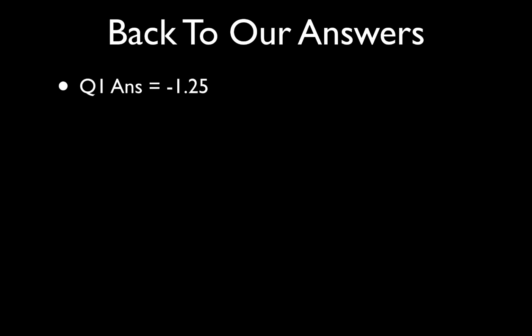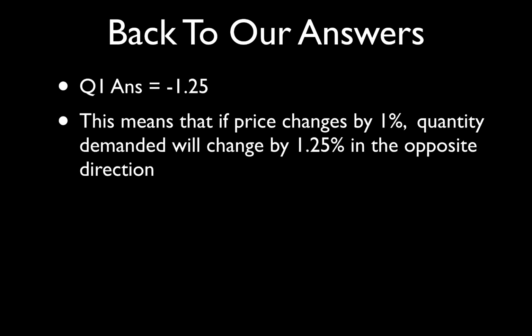Now let's go back to these answers to make sure that we're correct. Question 1, the answer is minus 1.25. What does that mean? Well, what it means is that if price changes by 1%, quantity demanded will change by 1.25% in the opposite direction. That's what that means. Okay, so if price rises by 1%, quantity demanded will fall by 1.25%. If price falls by 1%, quantity demanded will rise by 1.25%.